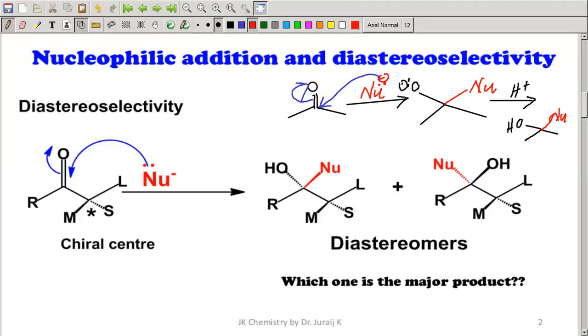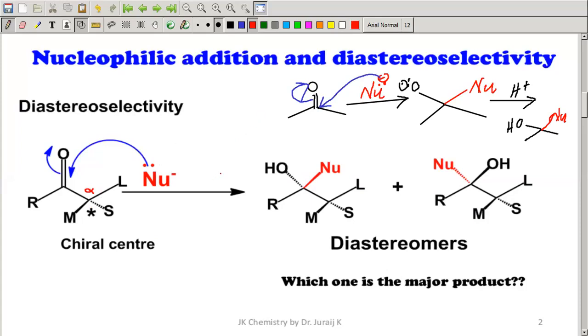The end story will be changed if you have a chiral center at the alpha carbon. So this is your carbonyl carbon, and here it is the alpha carbon. In this compound, your alpha carbon is a chiral center. Chiral center means the four ligands are different. Now, in this scenario, we apply the aforementioned models, that is the Cram model, Felkin Anh model, and Cram Chelate model.